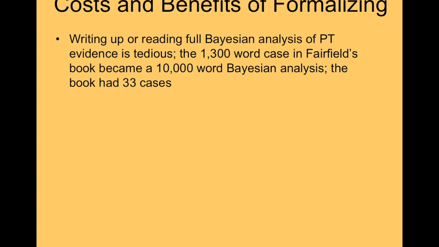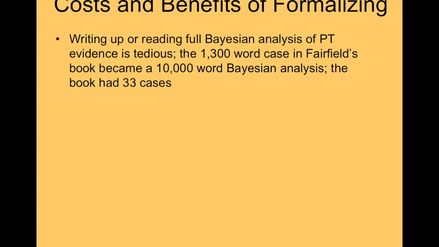Okay, let me conclude then, and I'll introduce an exercise. So there are costs to going formal and Bayesian. It can take a lot more work, and it can take a lot to write up, and it can become very tedious to read. When Tasha Fairfield wrote up her initial case study of the tax case that I gave as an example earlier, it was 1,300 words. When they wrote it up as a formal Bayesian analysis, it was 10,000 words. So, 7 times as long.